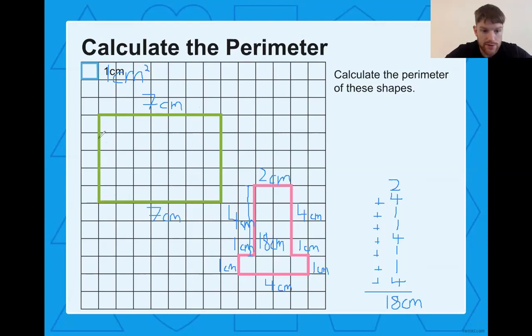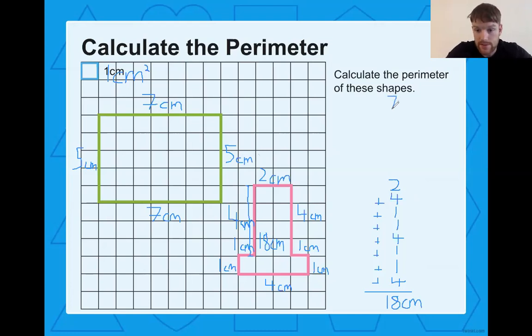1, 2, 3, 4, 5 centimeters. And I know that this side will be the same as this side, so I don't need to count them up. I can just say that this is also 5 centimeters. So to get the perimeter, remember, I add up all of these sides. There's only 4 of them.